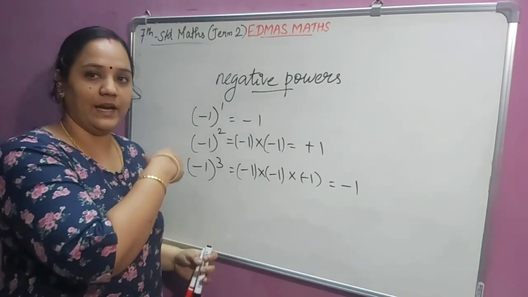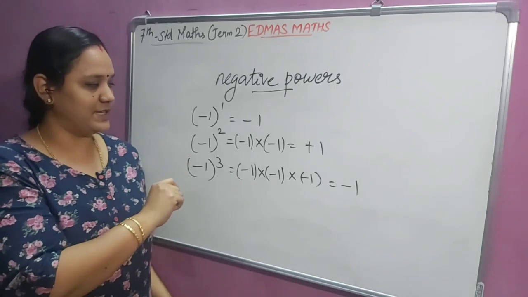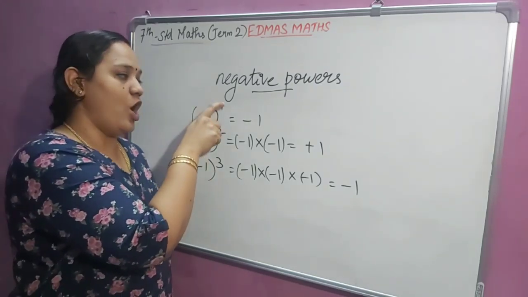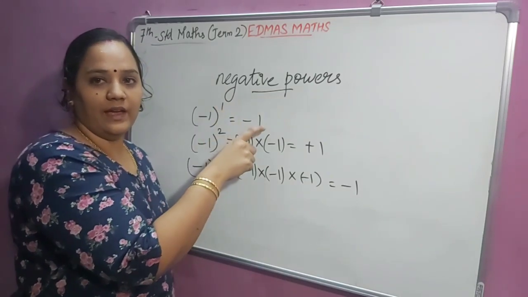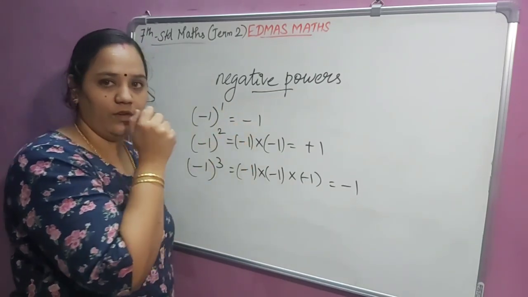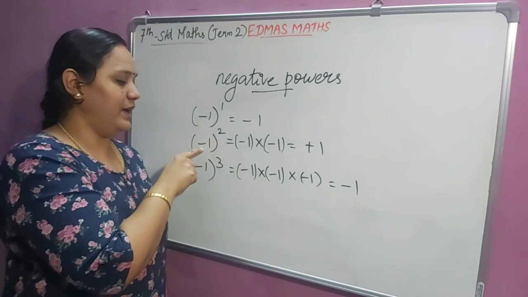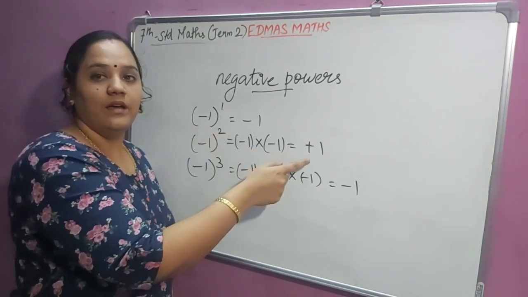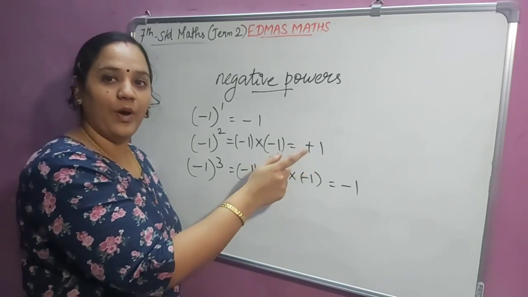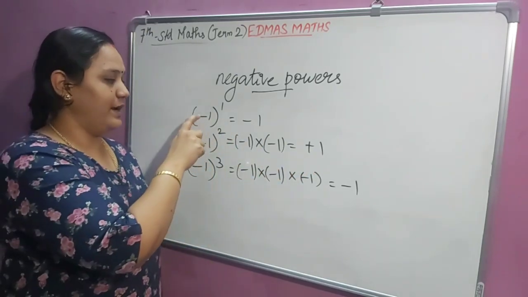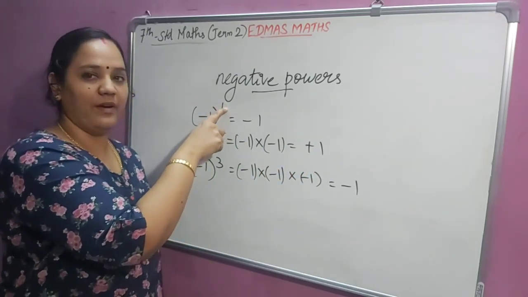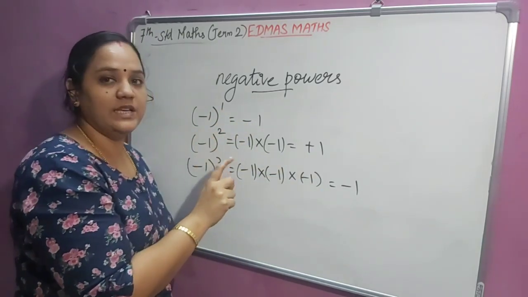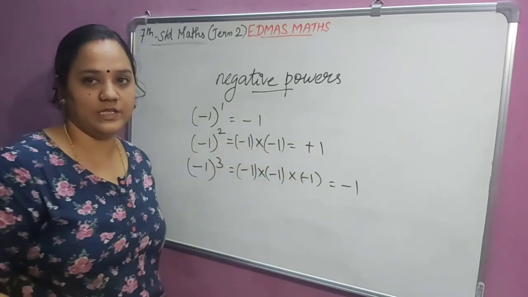So by consolidating this result, we can say that if we have a negative number to an odd power, the answer will have a negative sign. If the negative number has an even power, that number will be positive. Is it clear? So minus 1 to an odd power means the sign will be negative, and an even power means the sign will be positive. Is it clear?